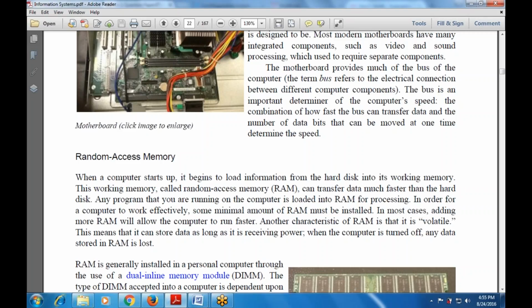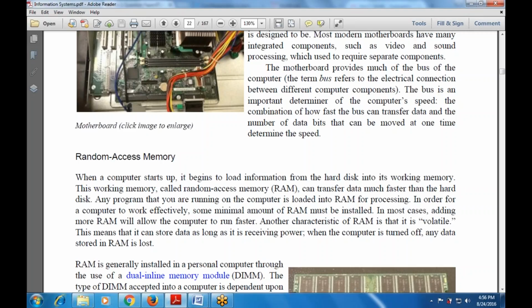We can also transfer the data much faster than from the hard disk, and any program that you are running on a computer is loaded into the RAM for processing. In order for a computer to work effectively, some minimal amount of RAM must be installed. In most cases, adding more RAM will allow the computer to run faster. For example, if a laptop contains 4 GB of RAM and we increase the RAM from 4 to 8 GB, the computer will be faster because everything is stored within the RAM.